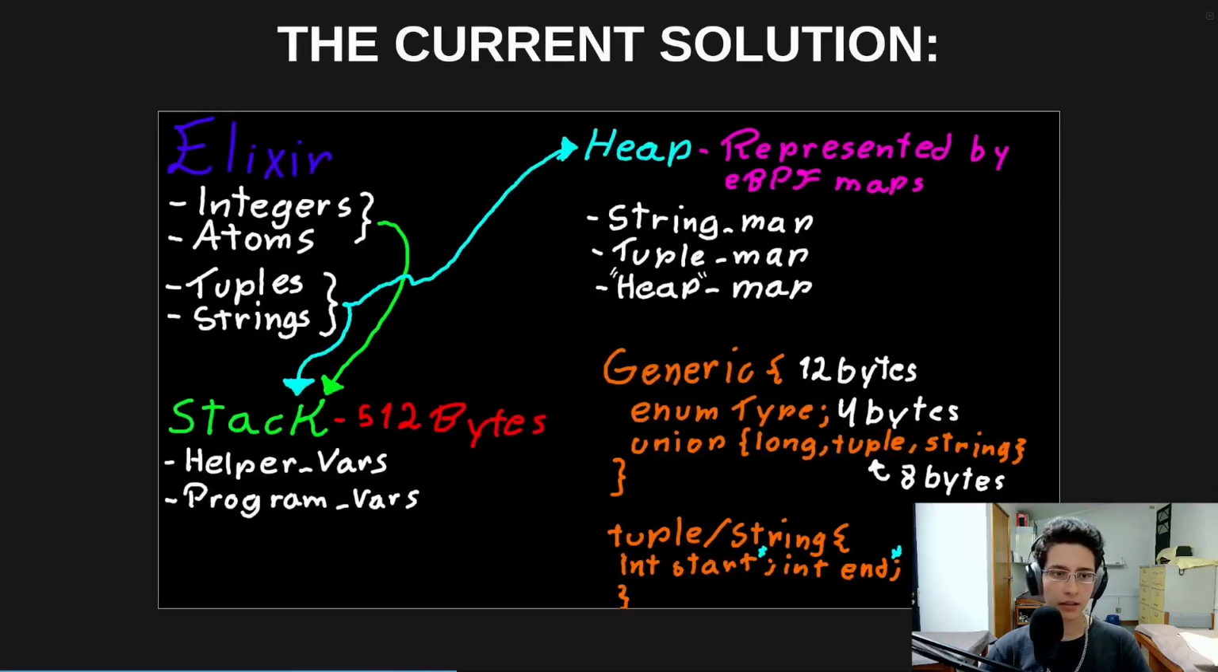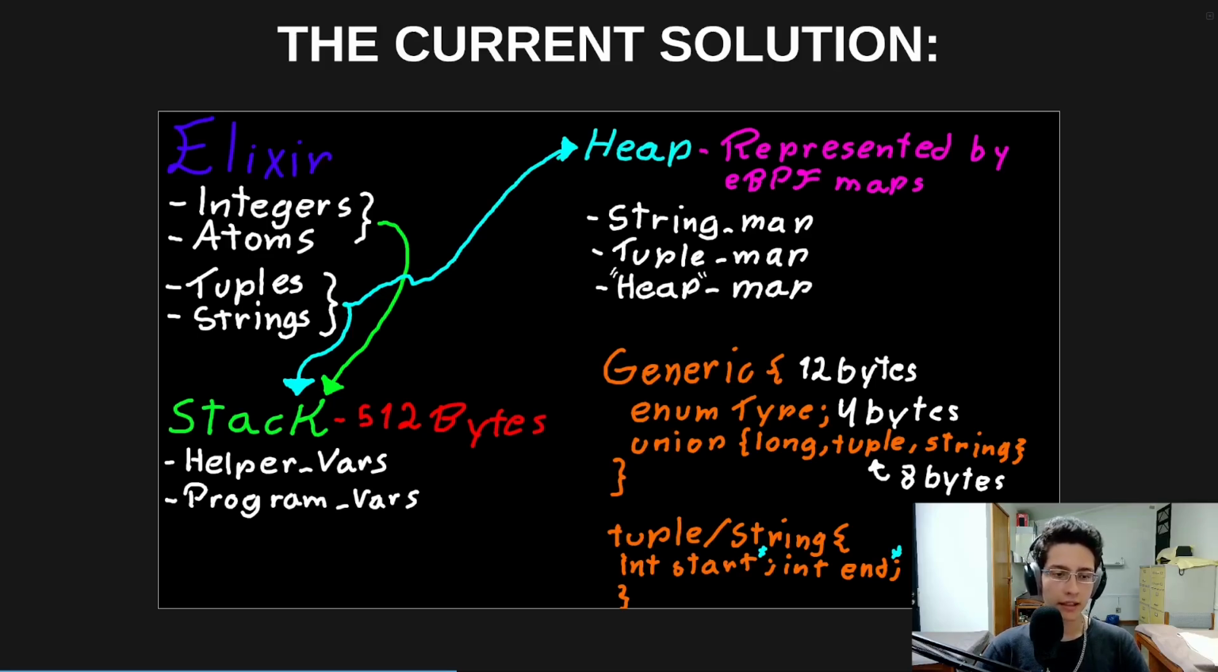Currently, in Elixir, we have full support for integers, atoms, tuples, and strings. Integers and atoms are represented within the stack, which as said before is limited to 512 bytes. They are represented in helper variables and program variables. Helper variables are responsible for helping in operations and the results of expressions, while program variables are the actual variables that are kept in the Elixir program and that are translated directly.